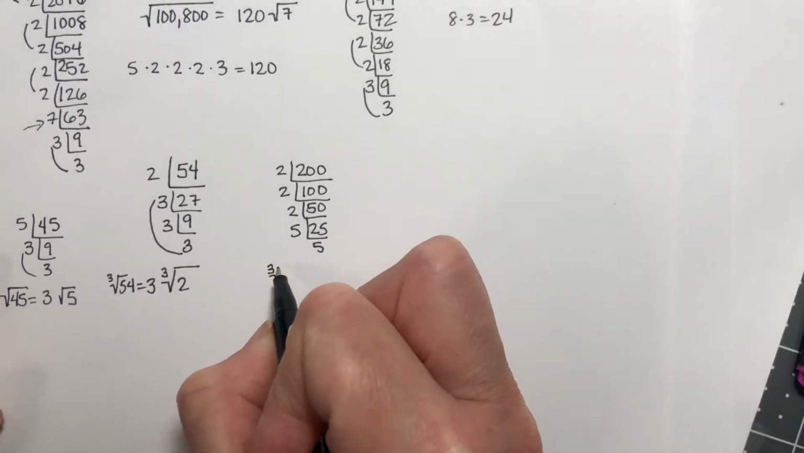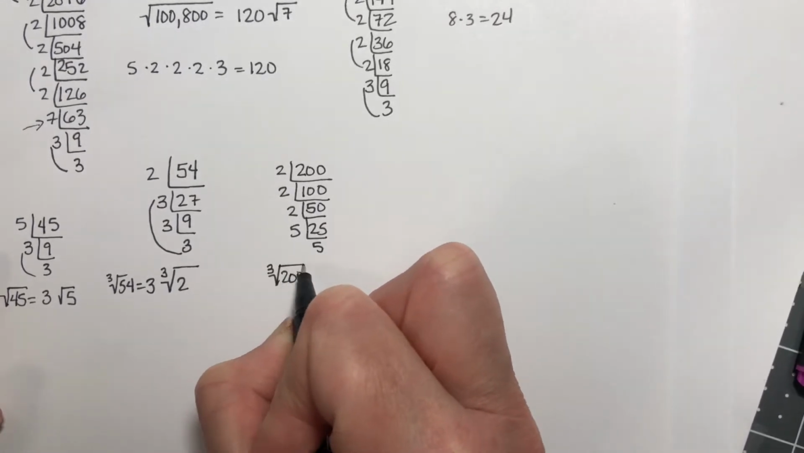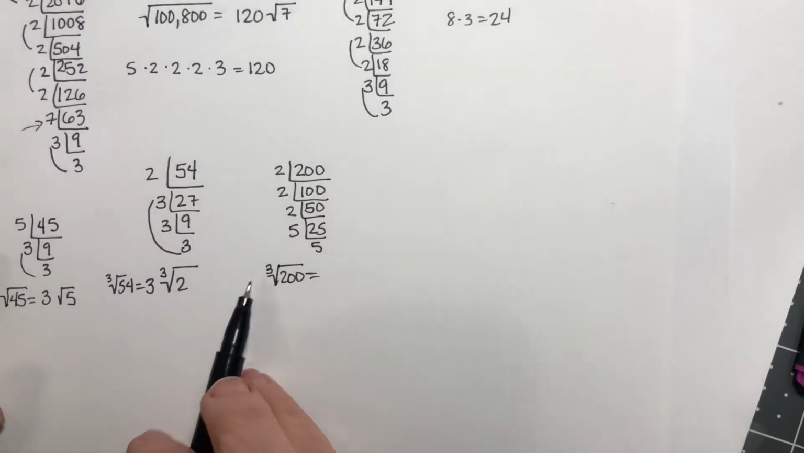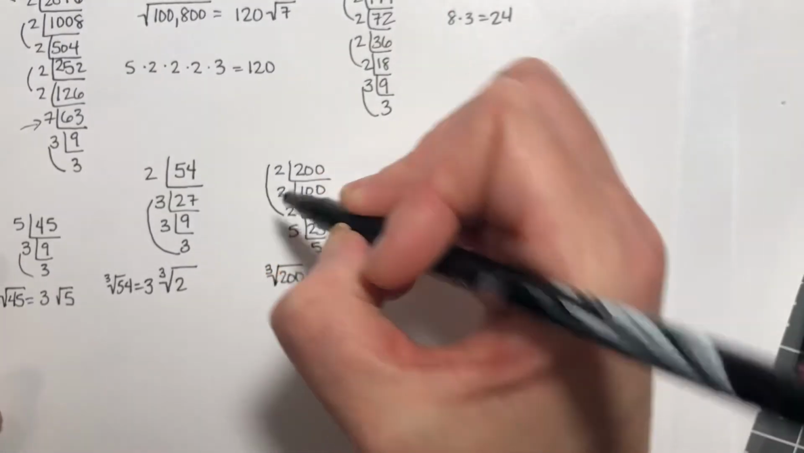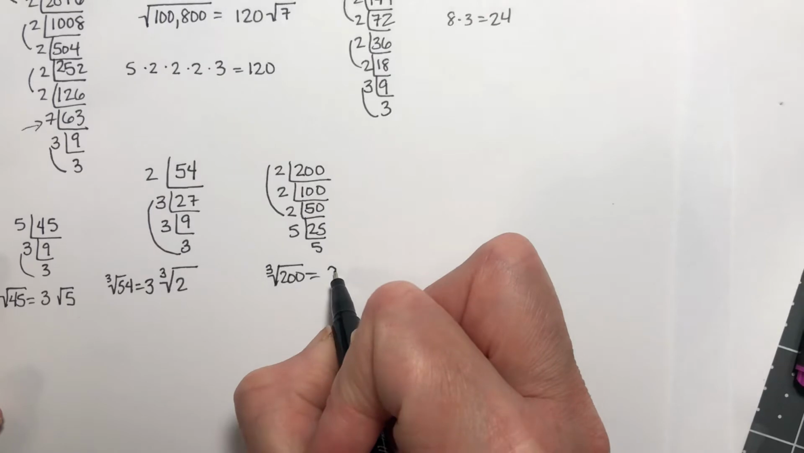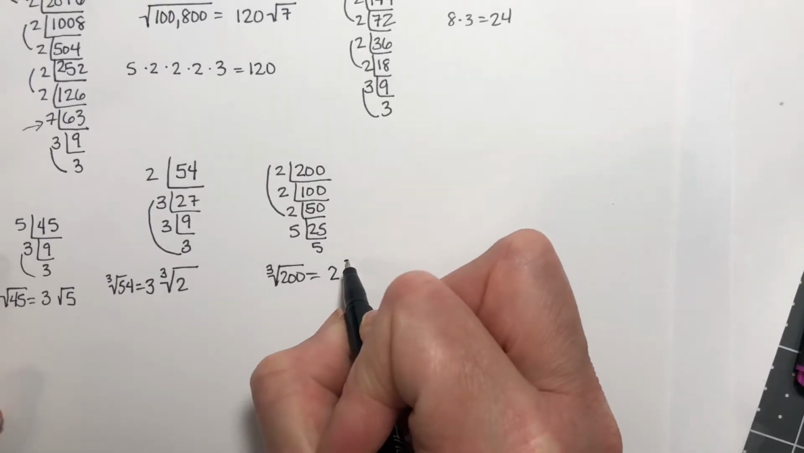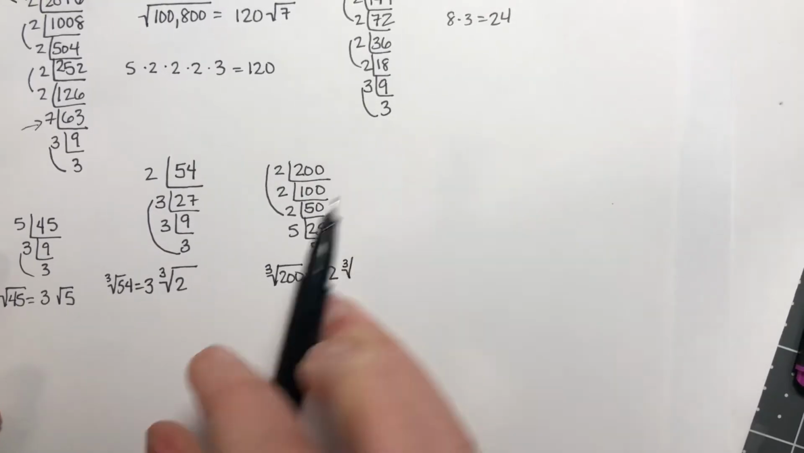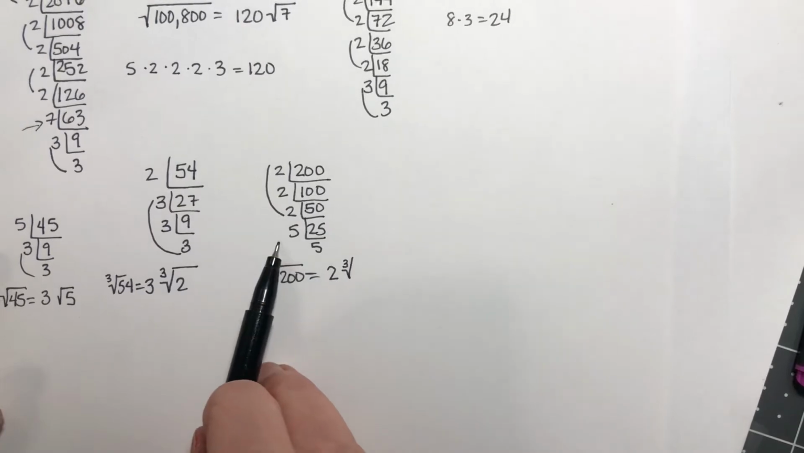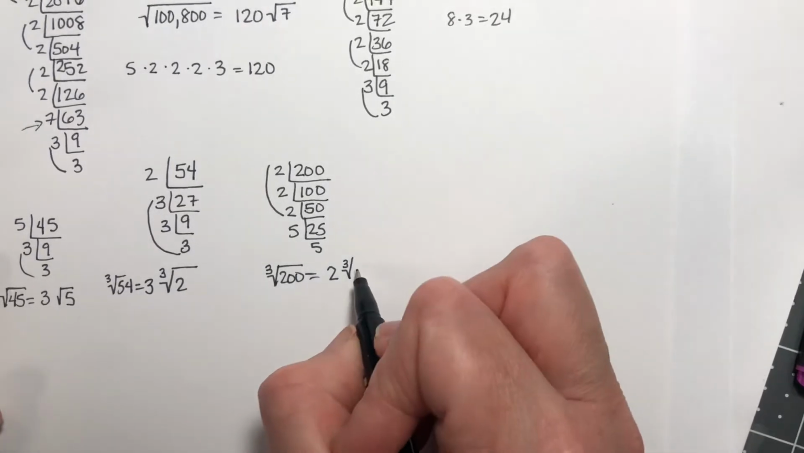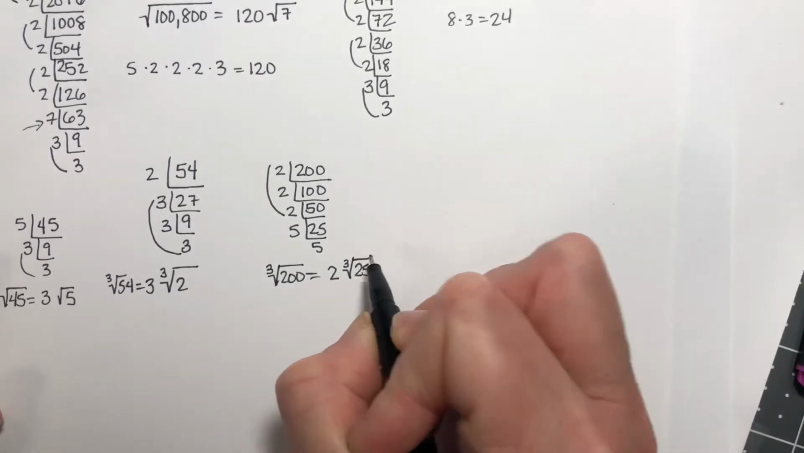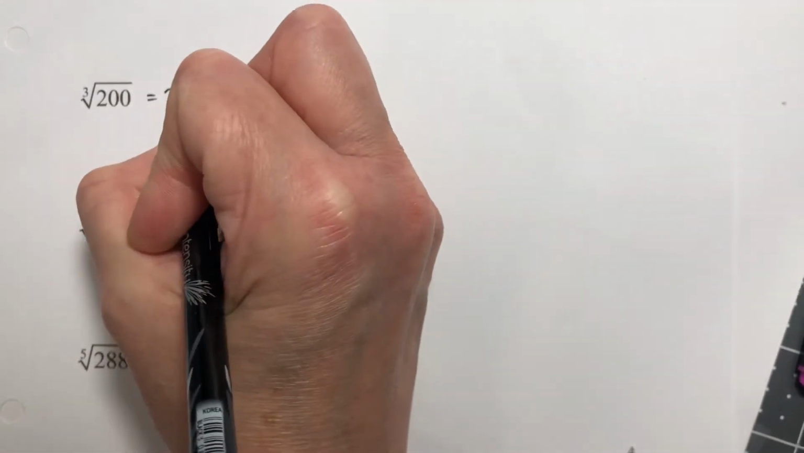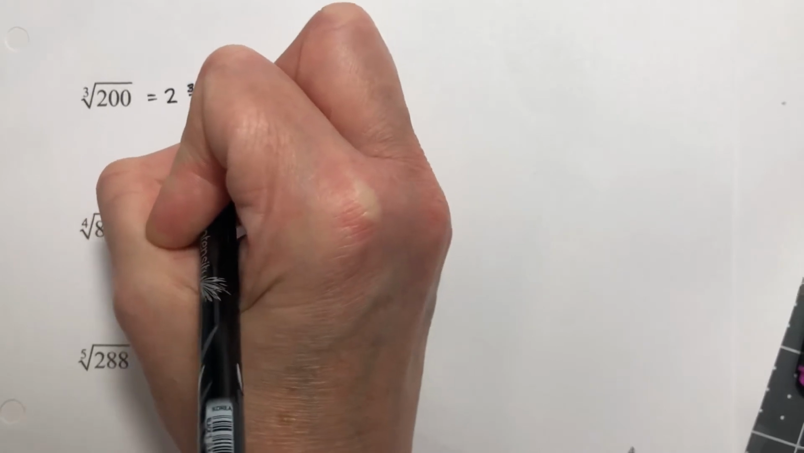So we're looking for the cube root of 200. It's a cube root, so we're looking for 3 of a kind. I have 3 2's. So that means a 2 comes on the outside. It is still a cube root, and I had 2 5's left over. So I multiply these back together to get 25. So I have here 2 times the cube root of 25.